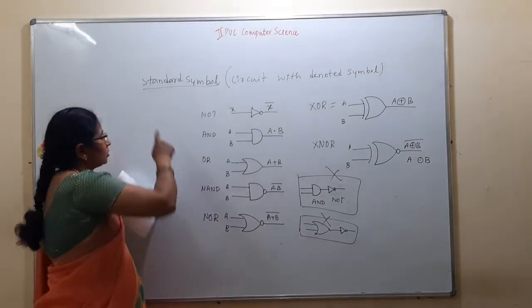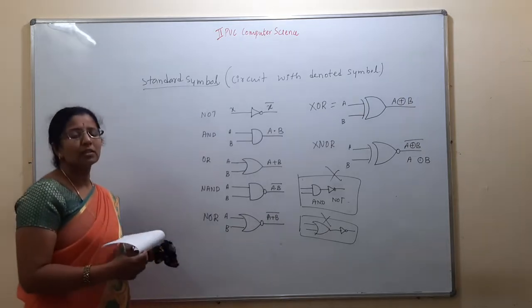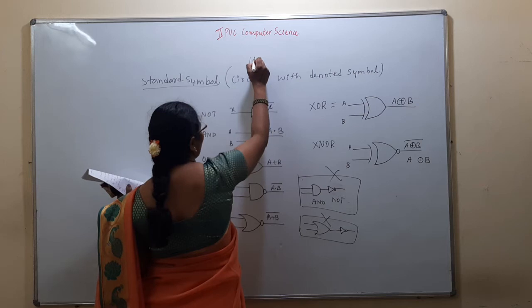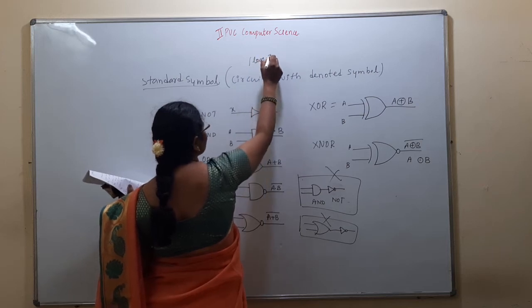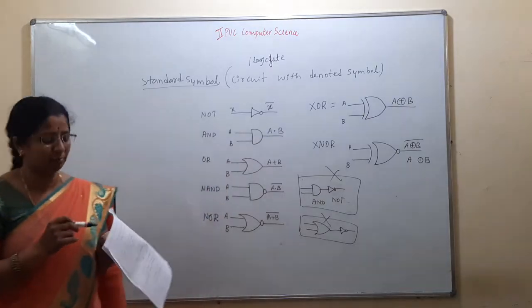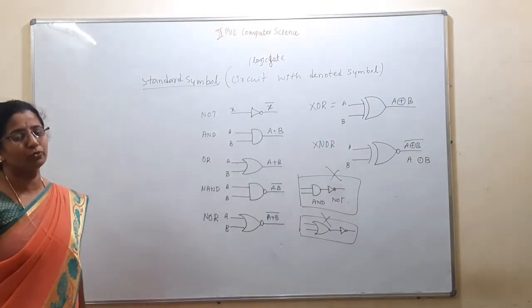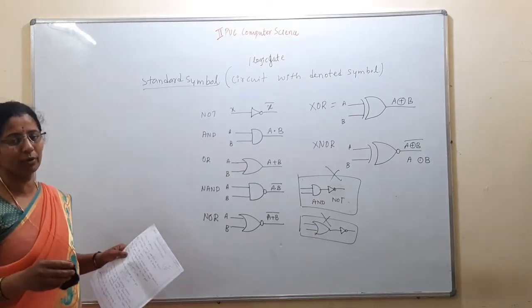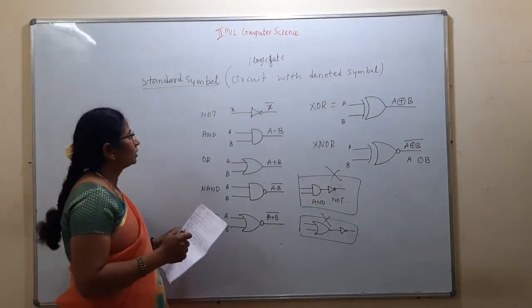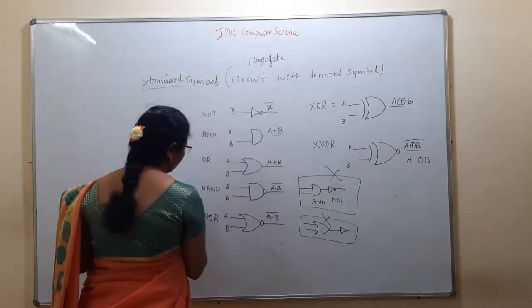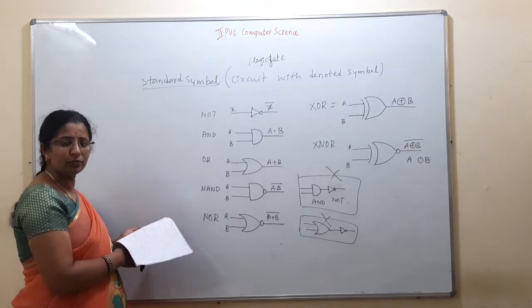Understood? So standard symbol means the circuit, that is, the logic gate. Circuit or logic gate, the logic gate with the denoted symbol with input and output for that. Okay students, any confusion? This is an important 1 mark question. So these are the standard symbols for that. Okay. Then do you want me to write the truth table for this?